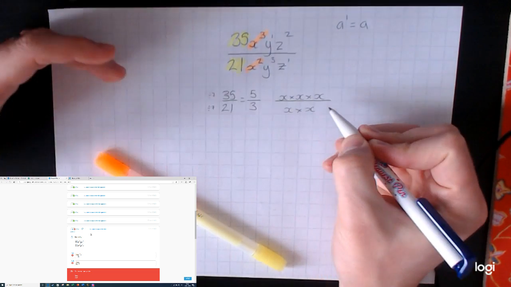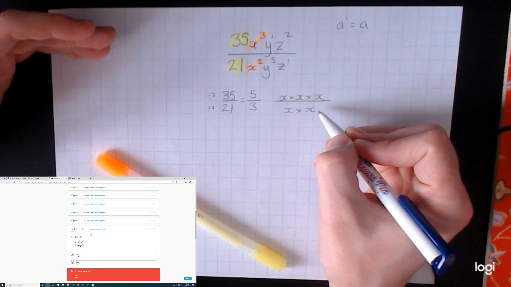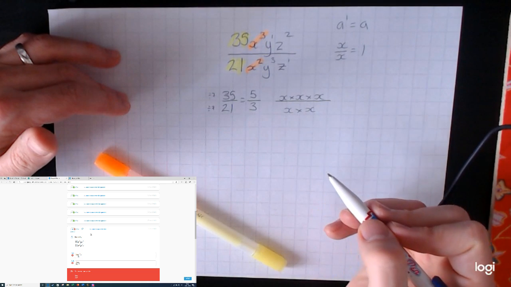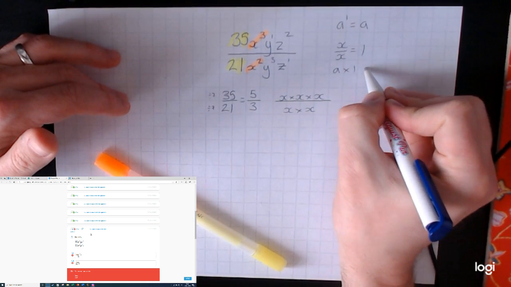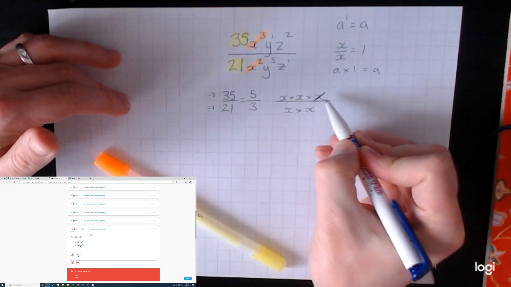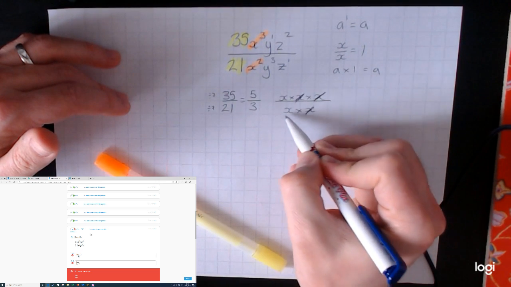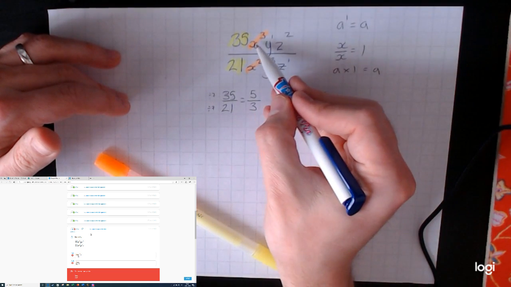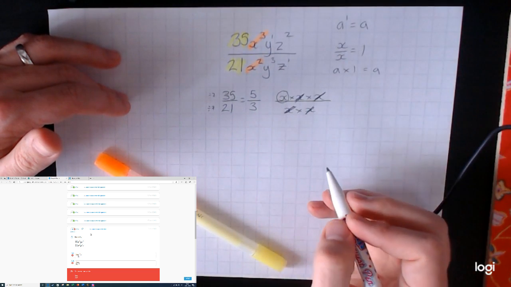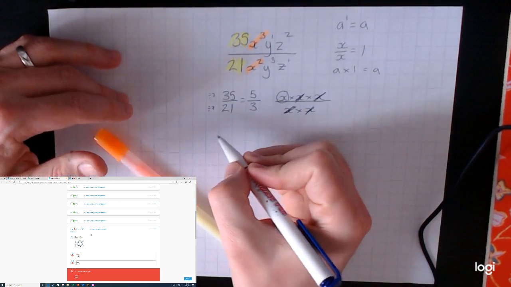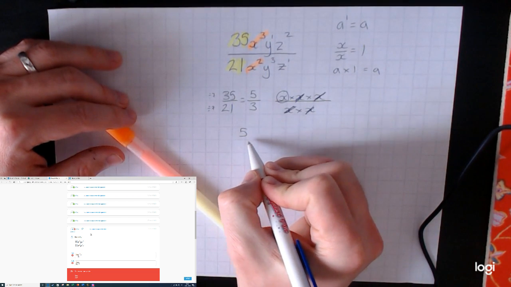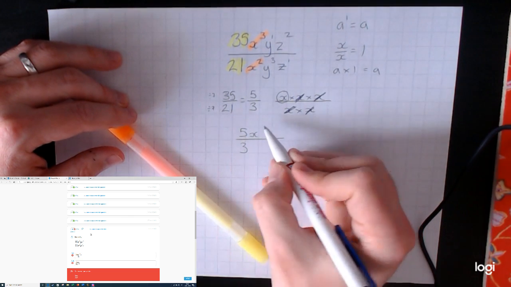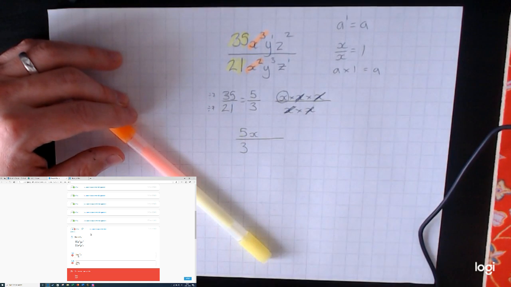Essentially, x divided by x is 1. Anything divided by itself is 1. And if you times anything by 1, a times 1 is just a. So therefore, this x cancels out with that x. This x cancels out with that x, leaving us with an x on top. So our answer here of x cubed divided by x squared is just going to be x. So if we start building up our answer here, we've got 5 on the top, 3 on the bottom. We've just got an x left on top. Now again, we don't write the x to the 1, we just leave it as x.